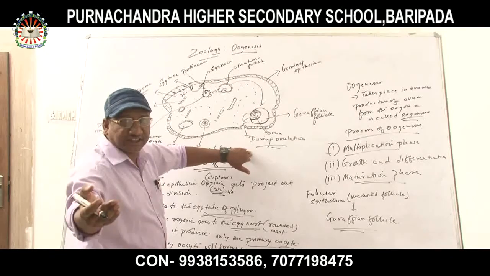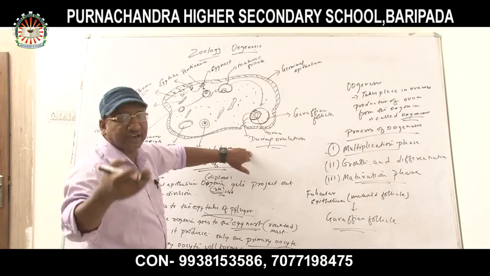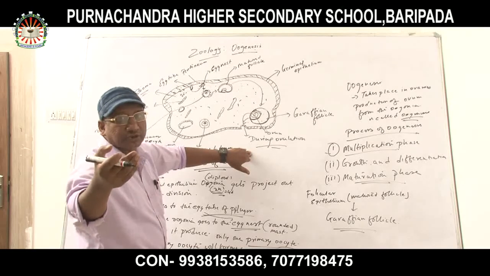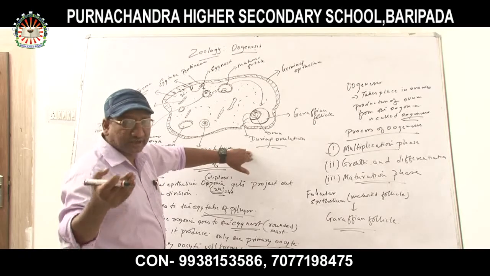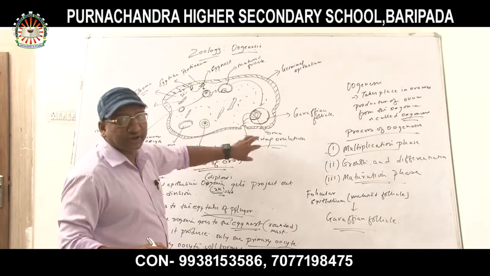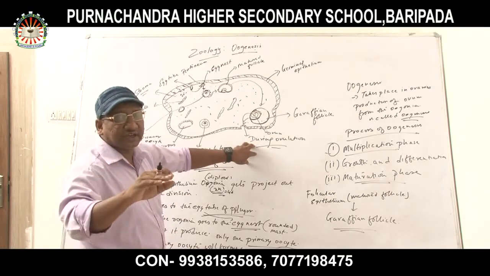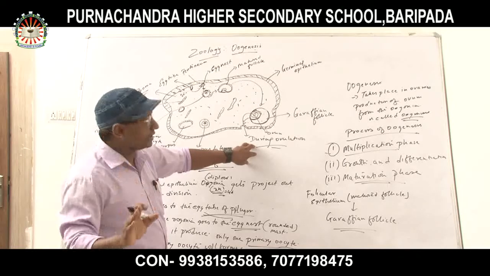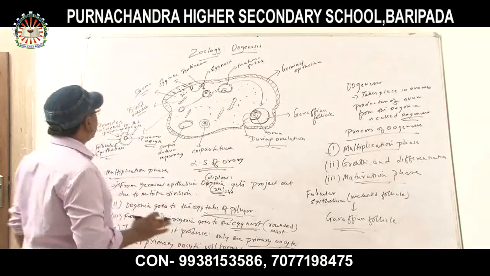If fertilization takes place, then which kind of cell division takes place? Metaphase cell division. And before fertilization, which kind of cell division is it exhibiting? The prophase 1 of meiotic division. Okay? Finished?